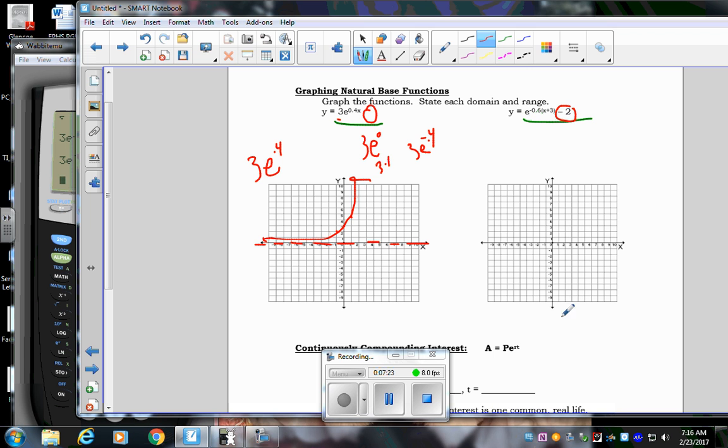So because of the -2 on the outside, that's telling me my horizontal asymptote is shifting down. So I actually would have an x-intercept in this one.